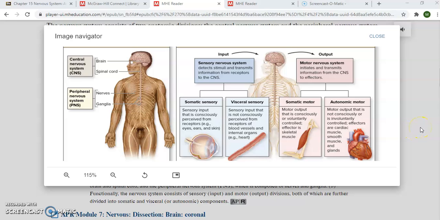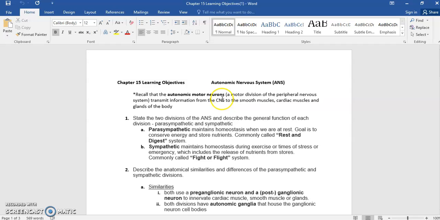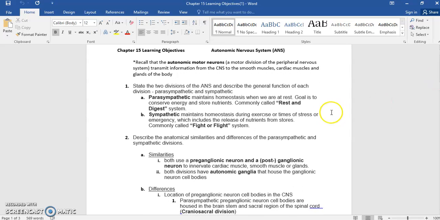Hi AMP1 students. In this video we are going to talk about the autonomic nervous system. So we are in chapter 15, which is going to describe some information about the autonomic nervous system. This chapter has information that you will not be responsible for.